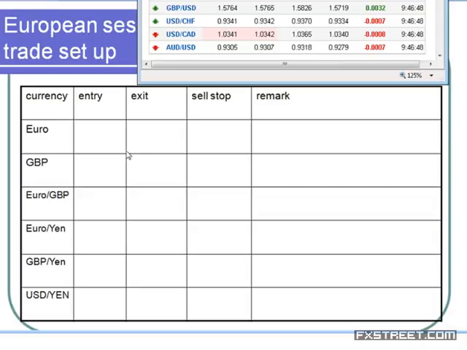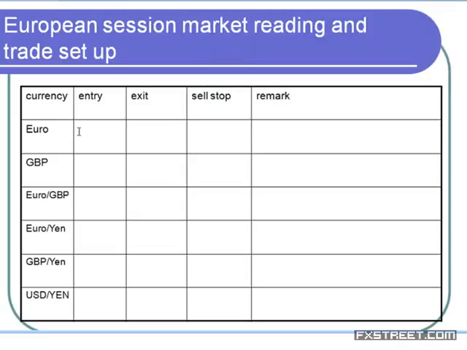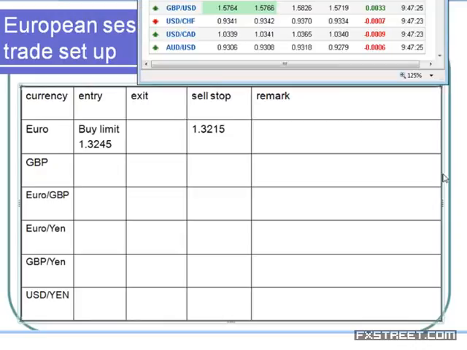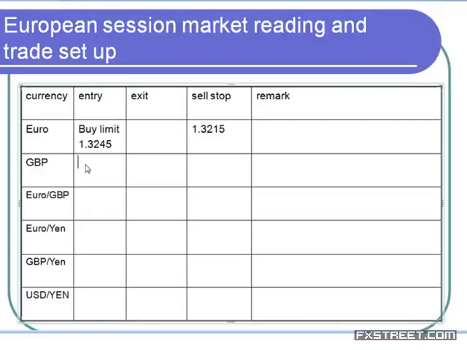So we will try to keep a buy limit at 1.3245 with a sell stop 30 pips below. Similarly, in the case of GBP, as I explained, the initial high was 1.5742. So we will keep it.